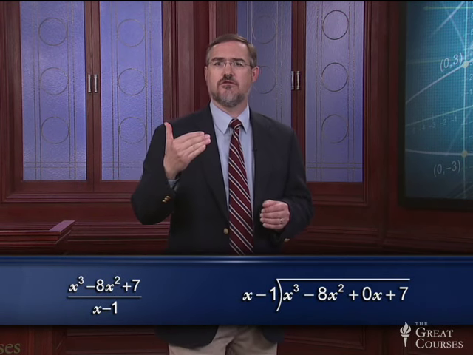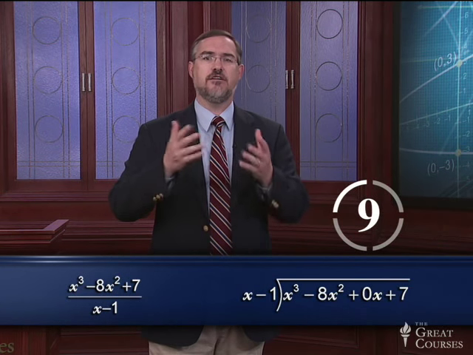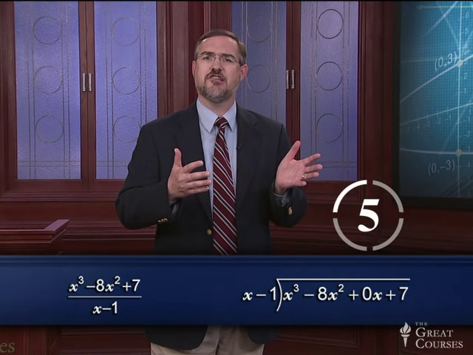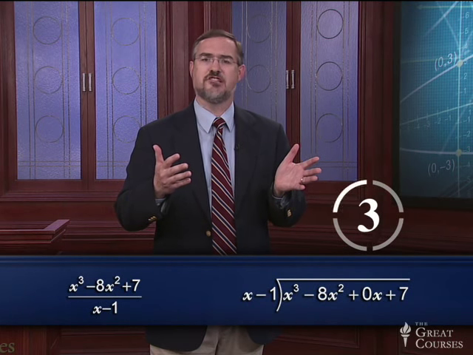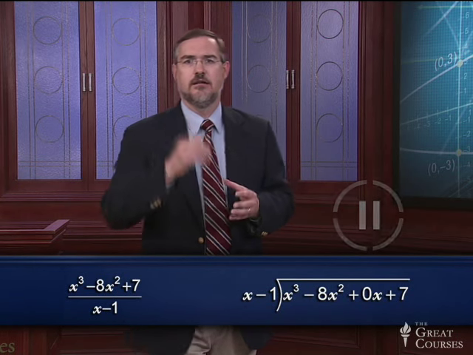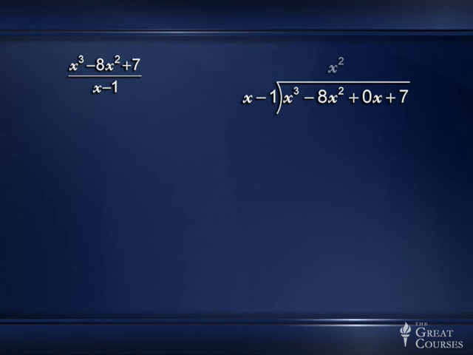Okay? So once you've written that, let me ask you this. Try it yourself. Try dividing that x minus 1 into x cubed minus 8x squared plus 0x plus 7 and see what you do. Okay, let's come together and see how we worked it out. We're going to ask ourselves first, how many times does the x go into x cubed? It needs an x squared.